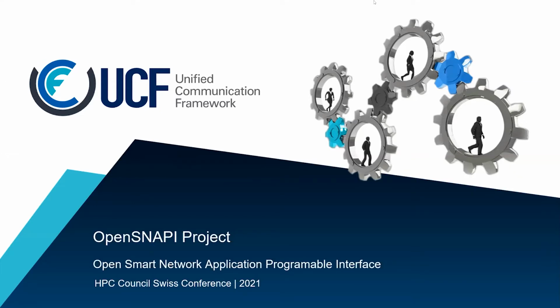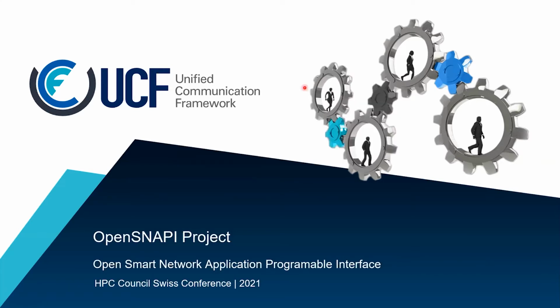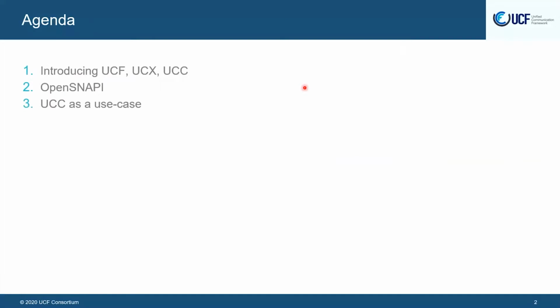I'm going to give you a quick introduction to UCF and some of the projects, and then mostly focus on the OpenSNAPI. And I'll go back to UCC, which I'll present shortly at first as a use case for OpenSNAPI. And I think if you've followed Gilad's presentation, it will make my life easier because I'm not going to have to convince you that DPUs or programmable network devices are important. I'll just show you what we are doing as a community to ease the use of those devices.